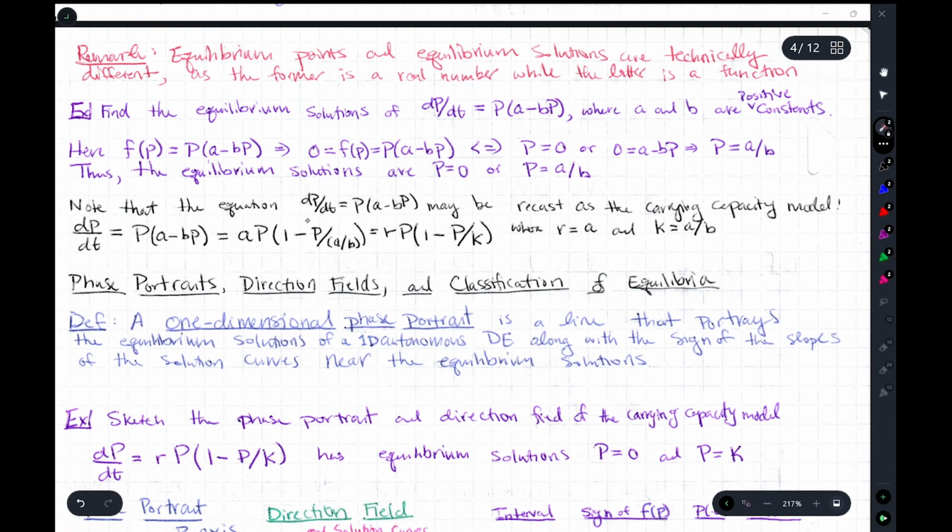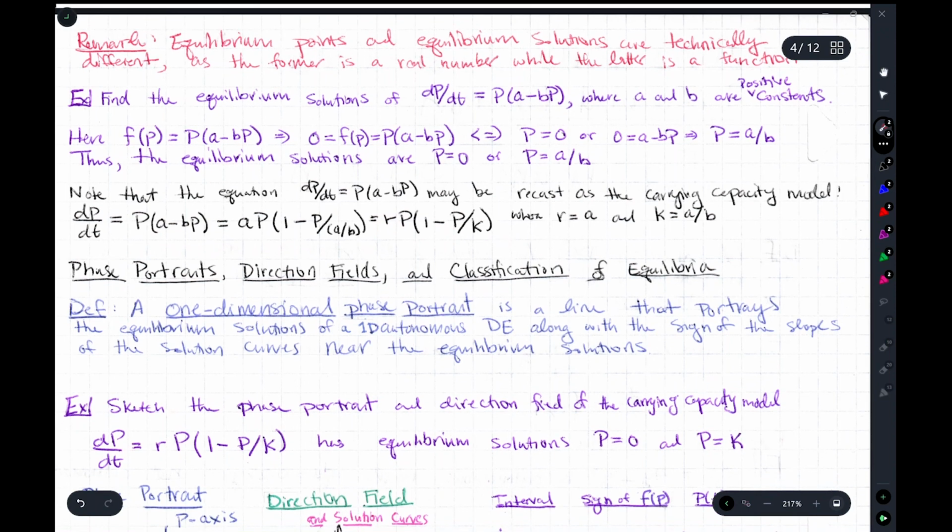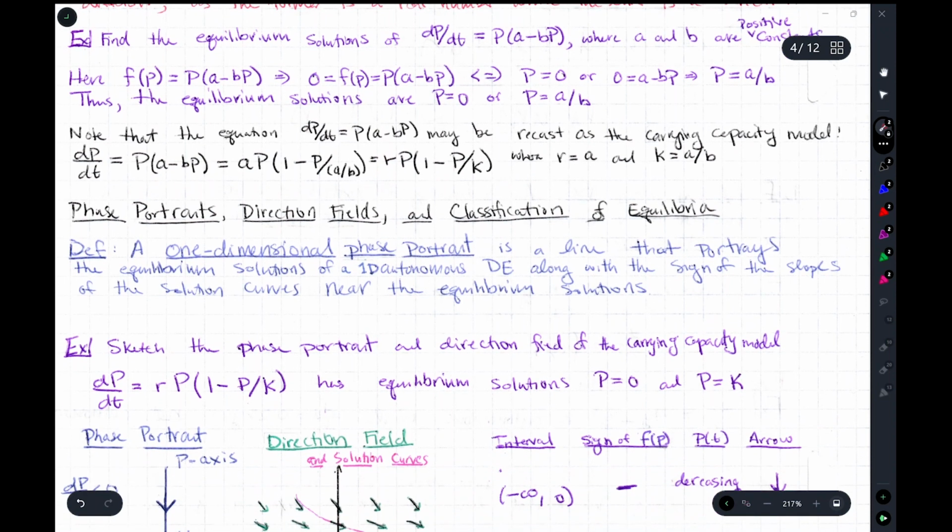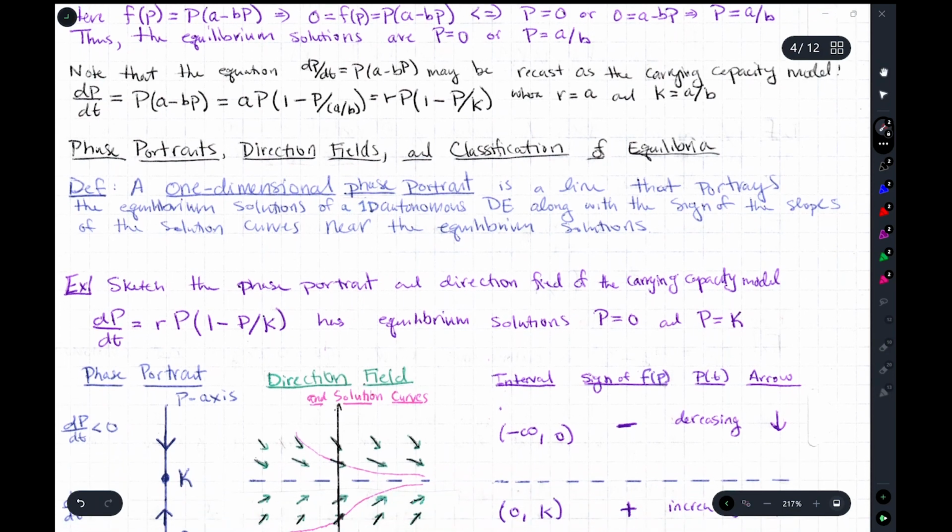Note that this equation up here is called the logistic equation. We could represent this model, called the carrying capacity model of population growth, by identifying K, which is called the carrying capacity, with A over B, and R with A. R is the growth rate. This is a very common population model for logistic growth that you will run into.